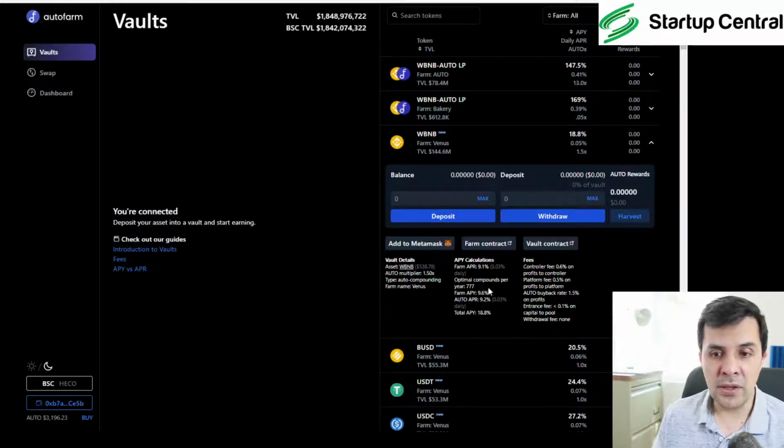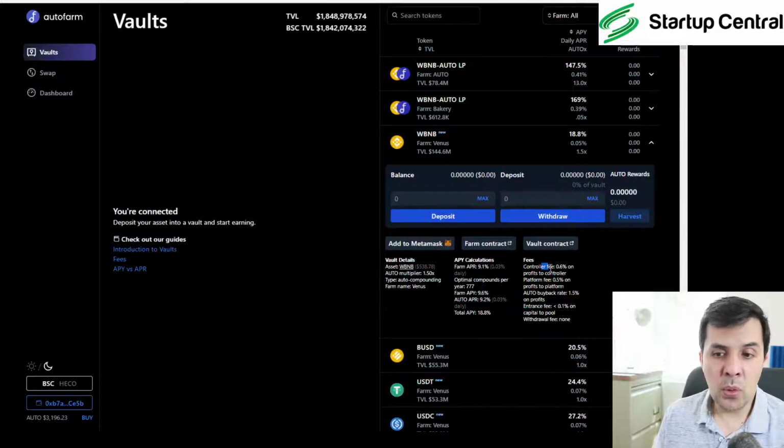We can check another token, and we'll do so in a moment, and you will see that there's a big difference. But in this case, auto will contribute to your percentage with 9.2% of what you have invested in WBNB, which is wrapped BNB. So in total, you will get 18.8% if you add the auto-compounded money and the auto token you are getting from them.